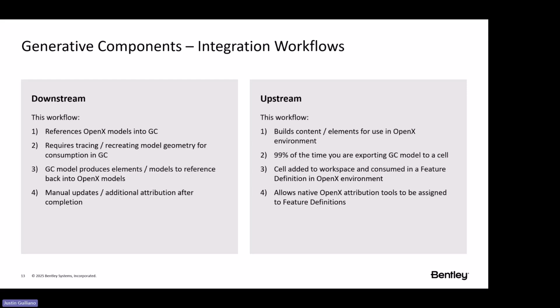You're going to set up some range boxes to find specific elements, whether you're searching based off of a level or an object, but you can find this information from your model and then essentially trace it with GC geometry. And then once you have it in GC, that's where you can start to decorate and build with various tools and commands. So that's the downstream. The upstream is the production side of where you're going to be building a model, which will then be consumed in the OpenX environment through the use of, 99% of the time, a feature definition. So basically building a cell, adding it into a DGN lib, and then consuming that cell with a feature definition.